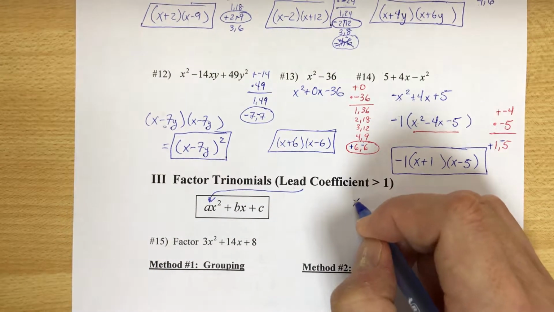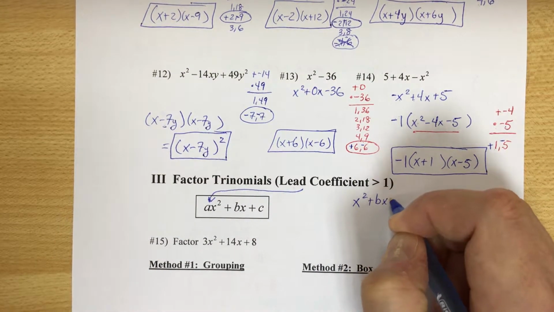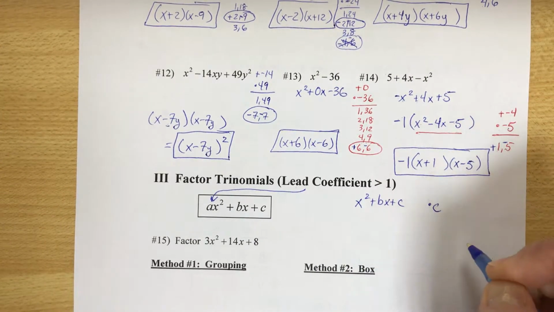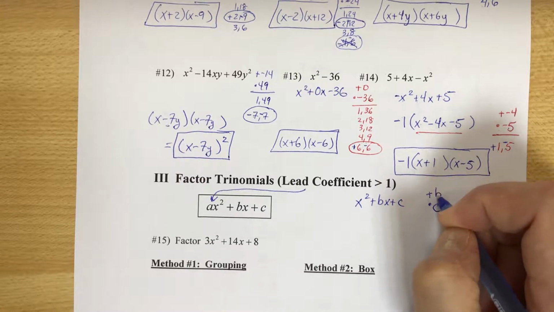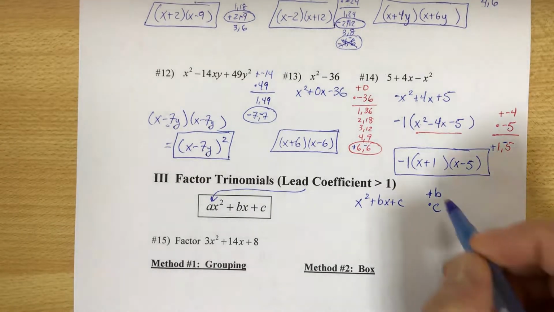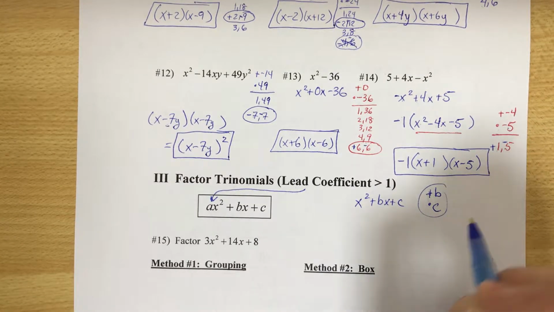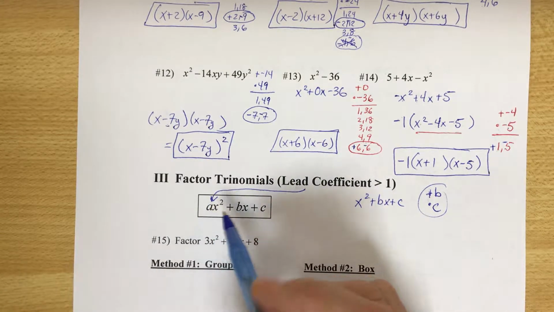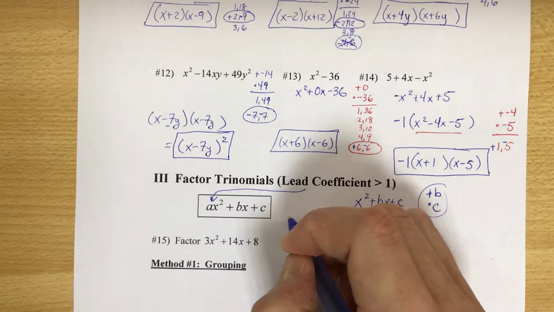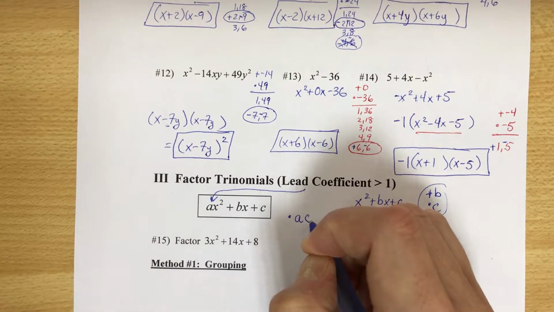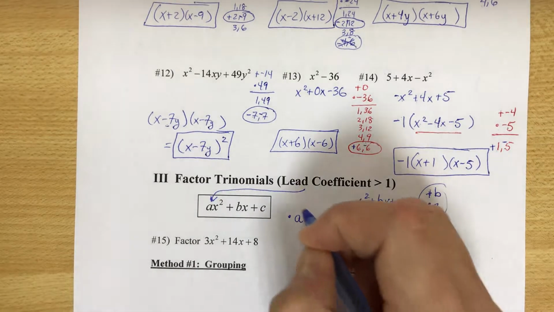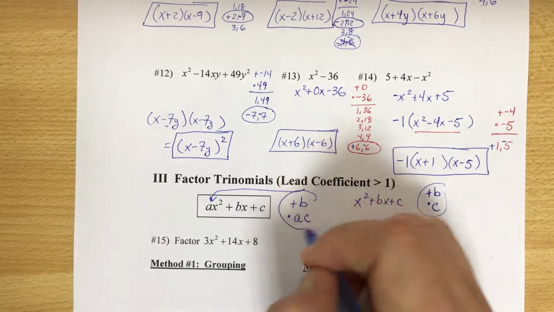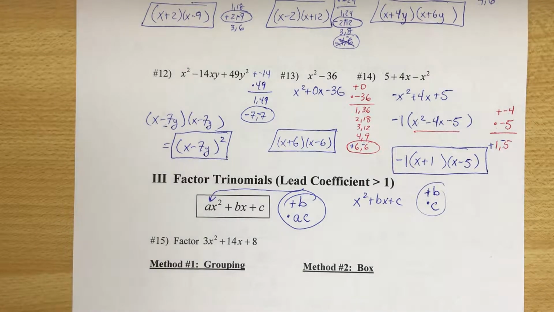When it's just 1x squared plus bx plus c, what we were thinking is what multiplies to the constant, c, and adds up to the middle coefficient, b. That was our strategy. What's going to happen this time, though, because we also have this a value, our strategy is what multiplies to a times c and adds up to the middle number, b. This is what we're going to look for.